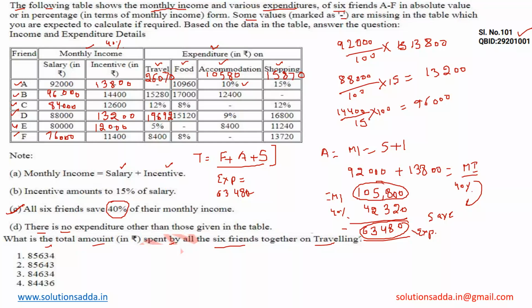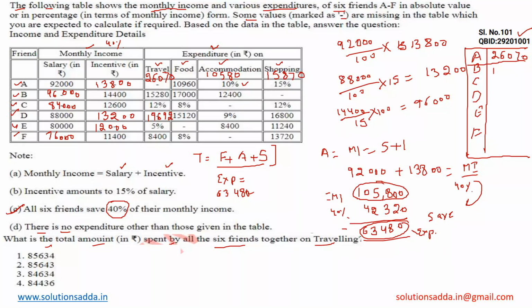Find the 12% of the monthly income for person C. I am writing the total amount over here, the individual amount, because at the end we have to add these in order to answer this question. Here for person A, B, C, D, E and F, I will write the traveling amount because we need to add those values. So for person A, we have already calculated that 26,070.